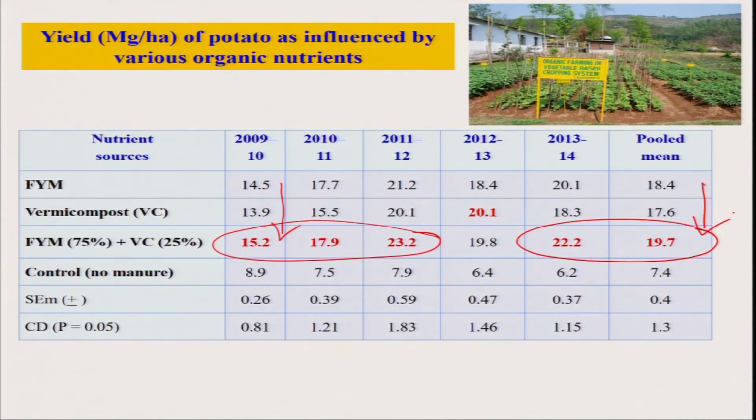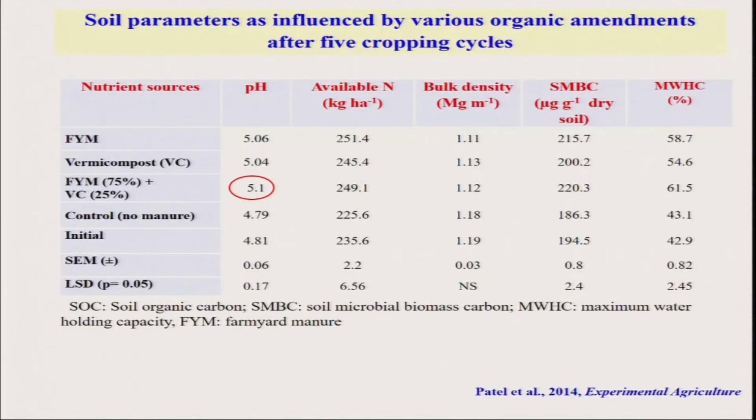So, by this process a farmer can see how under different conditions the yield is enhanced and also how to use his precious organic sources, and it is always better to promote a farmer or any entrepreneur to produce all these types of vermicompost or compost within his own farm. If you see the soil parameters, whenever we are applying, you see the soil pH, available nitrogen, SMBC and water holding capacity, all are highest for the FYM plus VC.